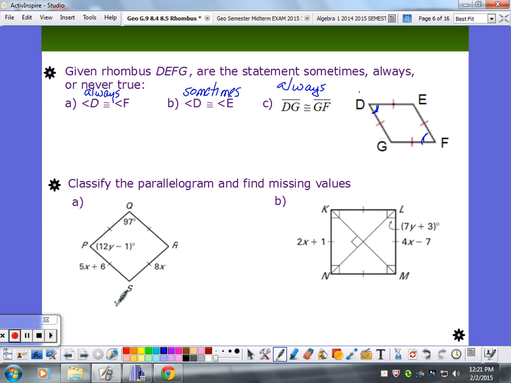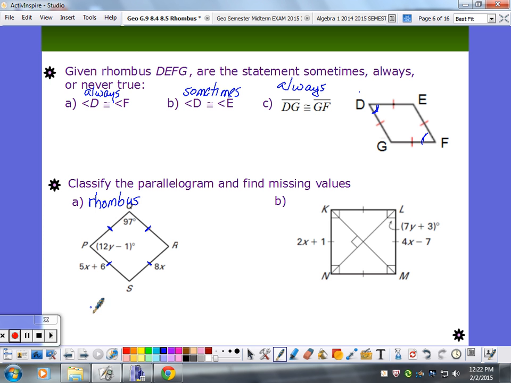We want to classify the parallelogram and find missing values. Basically, I'm seeing these little markers. So first, let's classify this kind of parallelogram. What is that thing? Rhombus? How come it's not a square? Okay, this is 97 degrees, which means they all can't be 90 degree angles. So it's a rhombus, but it's not a square.